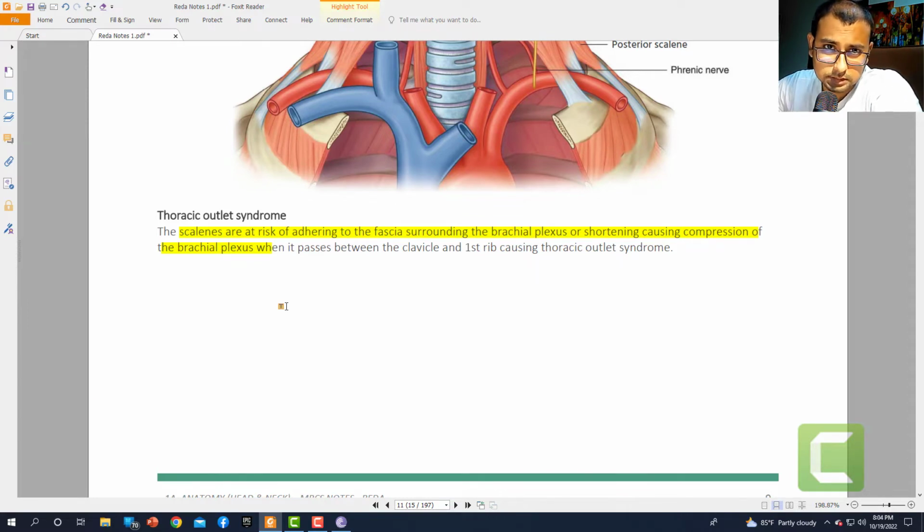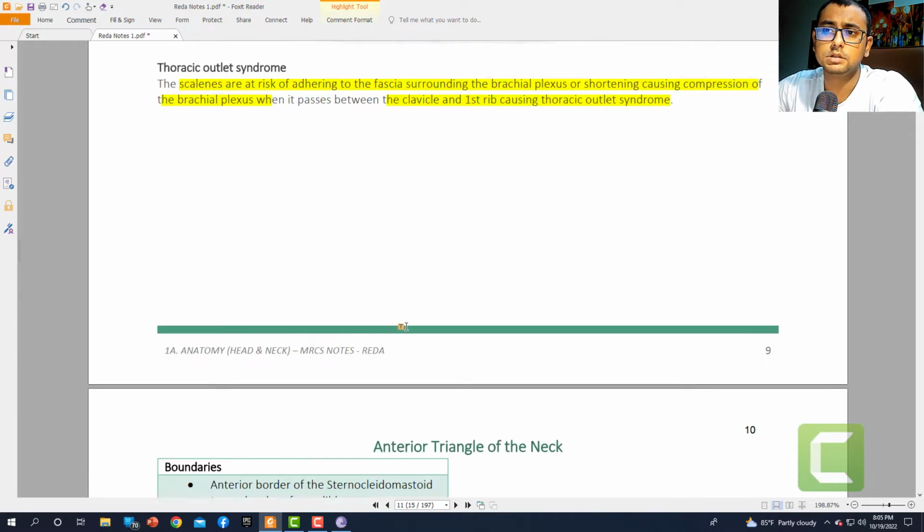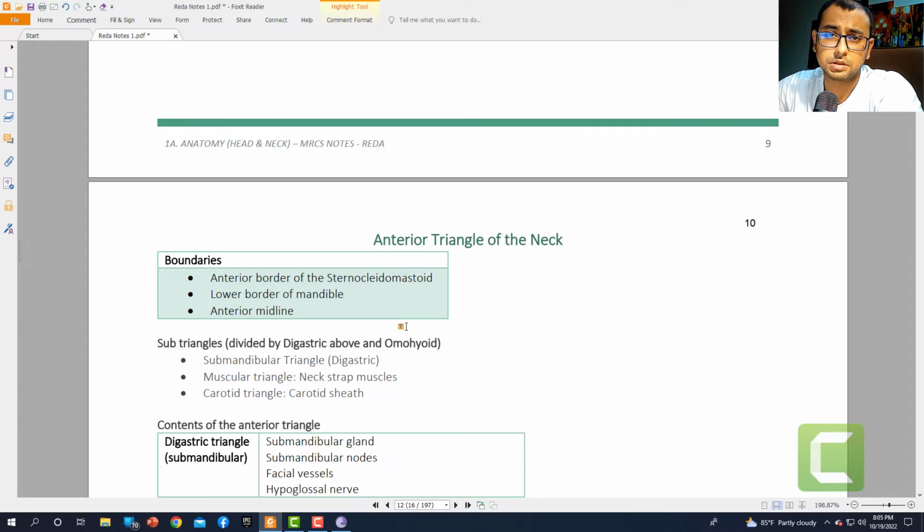Thoracic outlet syndrome means the brachial plexus will be compressed as it passes between the subclavius and the first rib. So most probably cervical 8 and thoracic 1, that is the lower trunk of the plexus, is entrapped in case of thoracic outlet syndrome. Just remember this very clearly, C8 and T1.